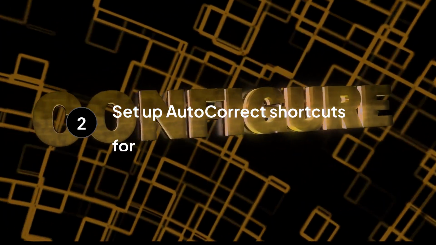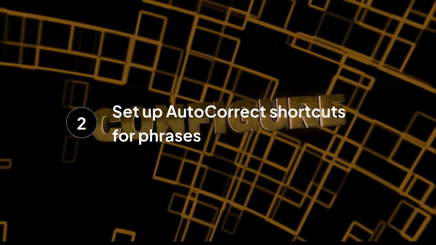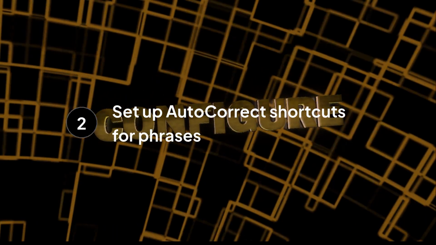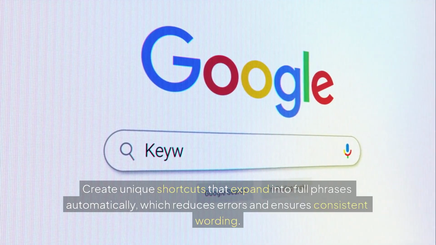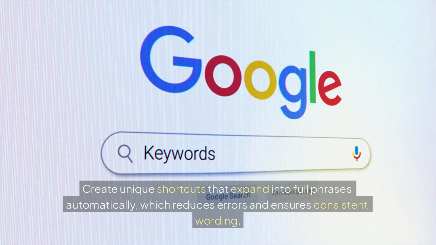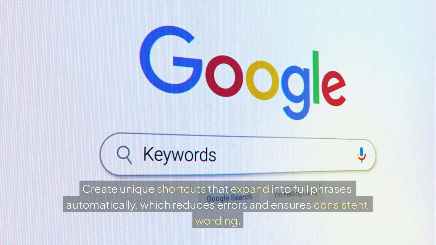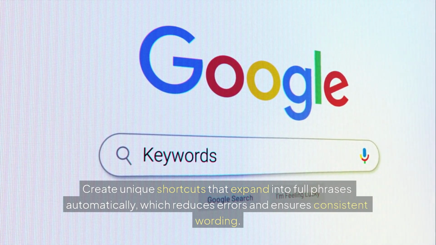For short expansions, set up autocorrect in File, Options, Proofing. Create unique shortcuts that expand into full phrases automatically, which reduces errors and ensures consistent wording.